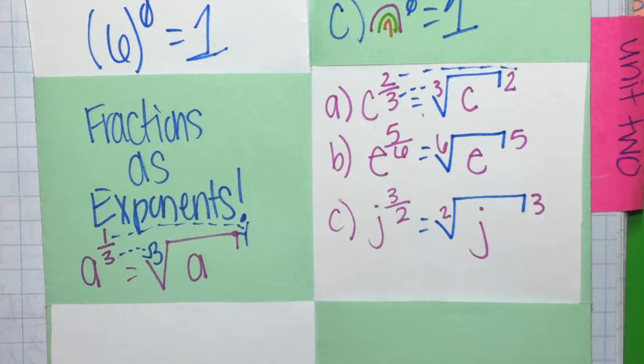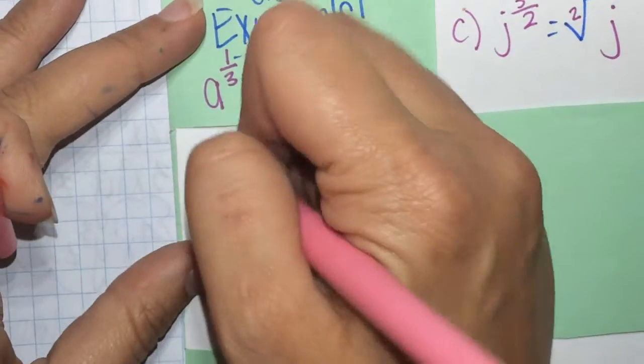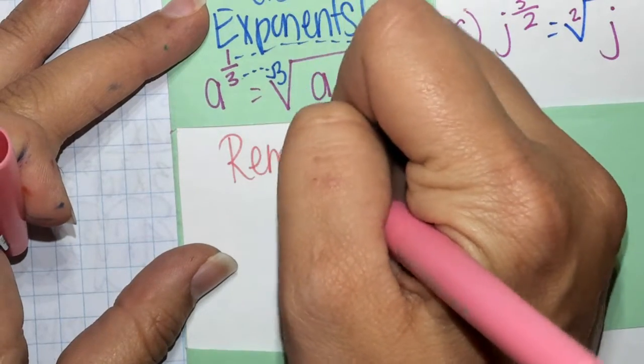The last thing I want you to remember is when you plug it into your calculator, for the love of all things good and holy, if it is a negative, put it in parentheses. So let's write remember.